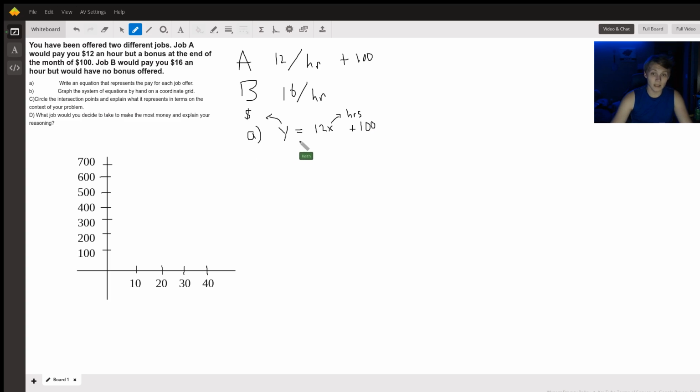For job B, and that's for job A. For job B, your money at the end of the month is just equal to 16 times how many hours you worked. It's that simple. And that's your answer for letter A.